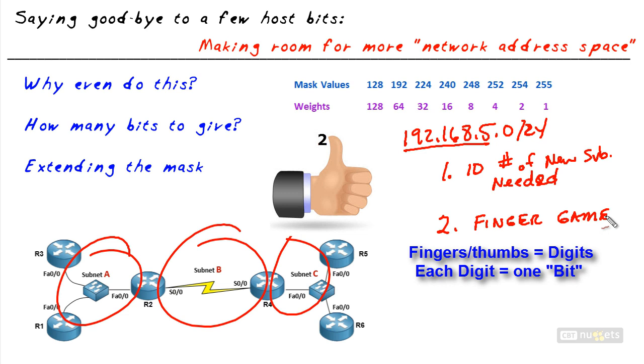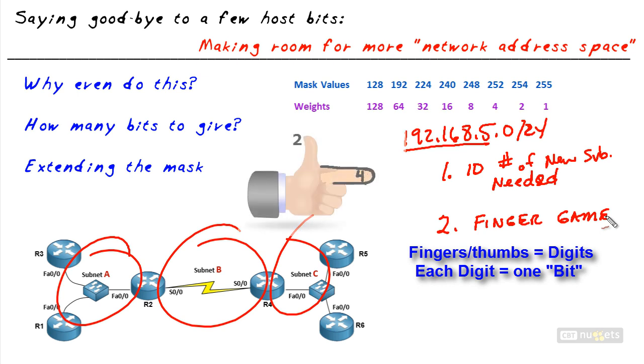If you only need 2 new subnetworks, all you need to do is steal or take a single host bit from the current available host bits to accomplish that. So the 2 on your thumb represents that 1 bit, and that's the formula. Now in our case, we need more than just 2 subnets. So here's what we're going to do. With your thumb still up in the air, we're going to bring up another digit.